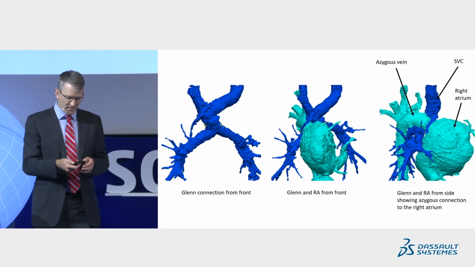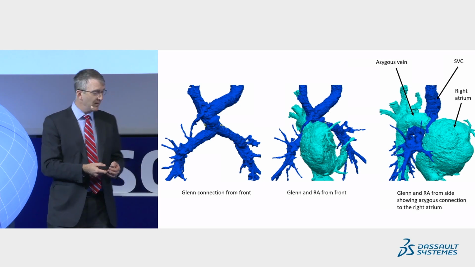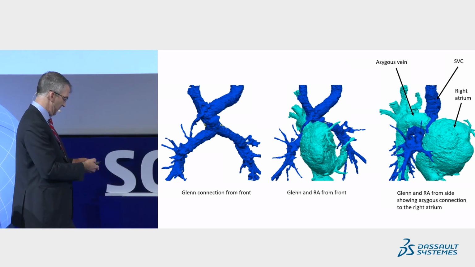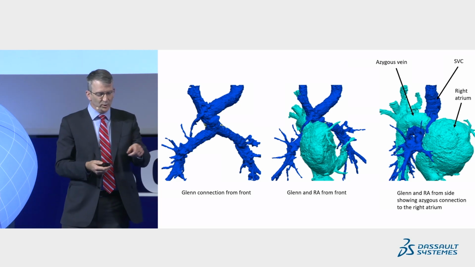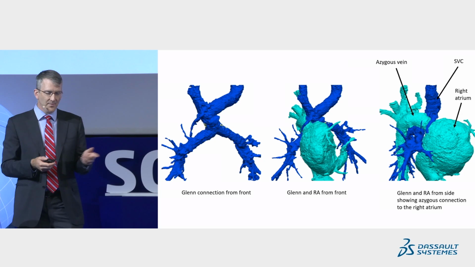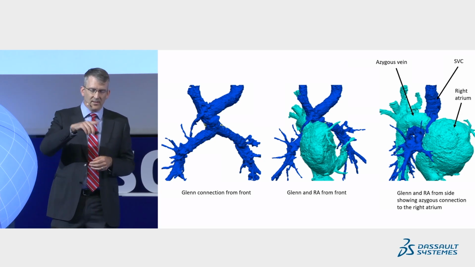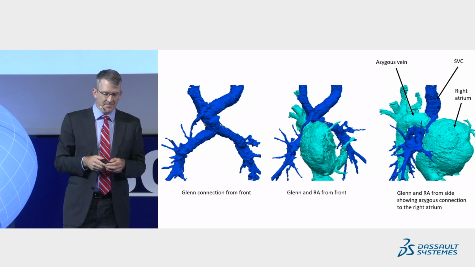And you can see here, in the blue, the SVC connects to the pulmonary arteries. And then on the right side of the screen, in teal, the azygous vein comes up and around the right pulmonary artery to the right atrium.